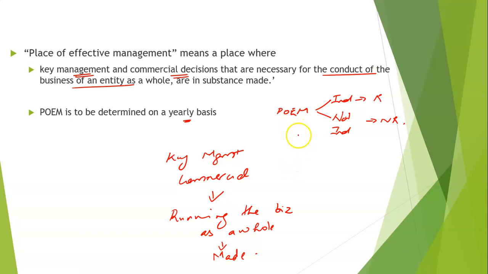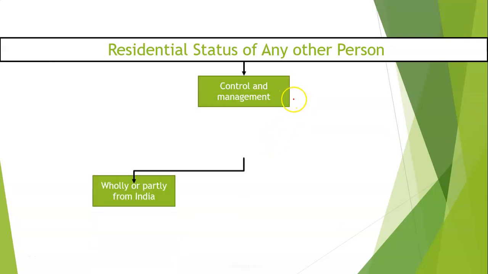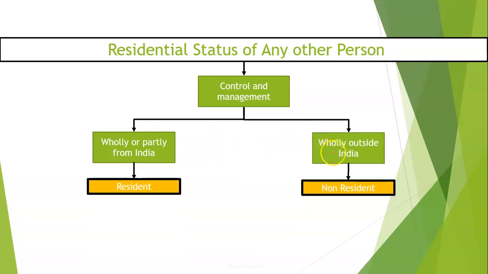And in case you come across any other person that does not fall into any of the classifications that I just said, then to determine their residential status, all you have to check is their control and management. If it's wholly or partly from India, then they are resident. If it's wholly outside India, non-resident. Clear? So with that said, I'm winding up this video. I'm hoping you got a really good understanding of this whole concept of determining residential status.